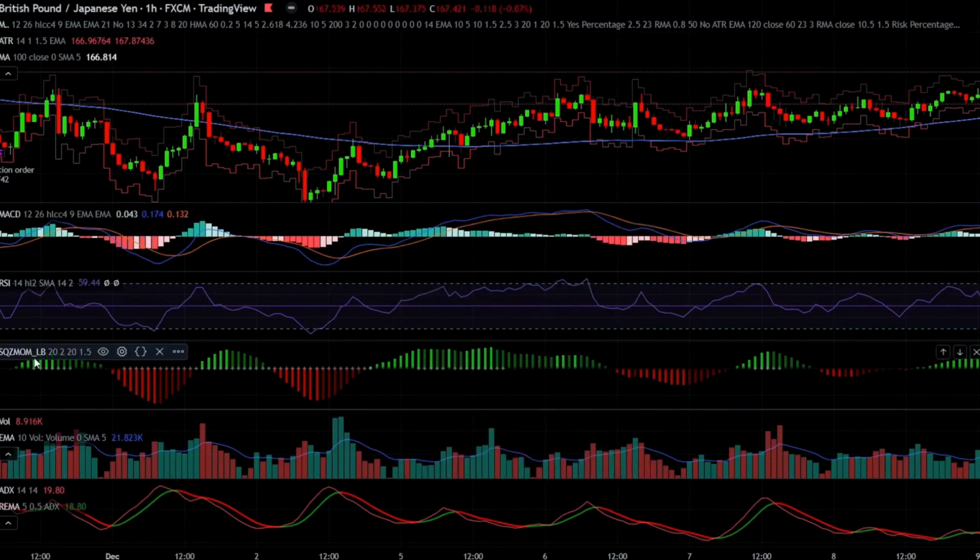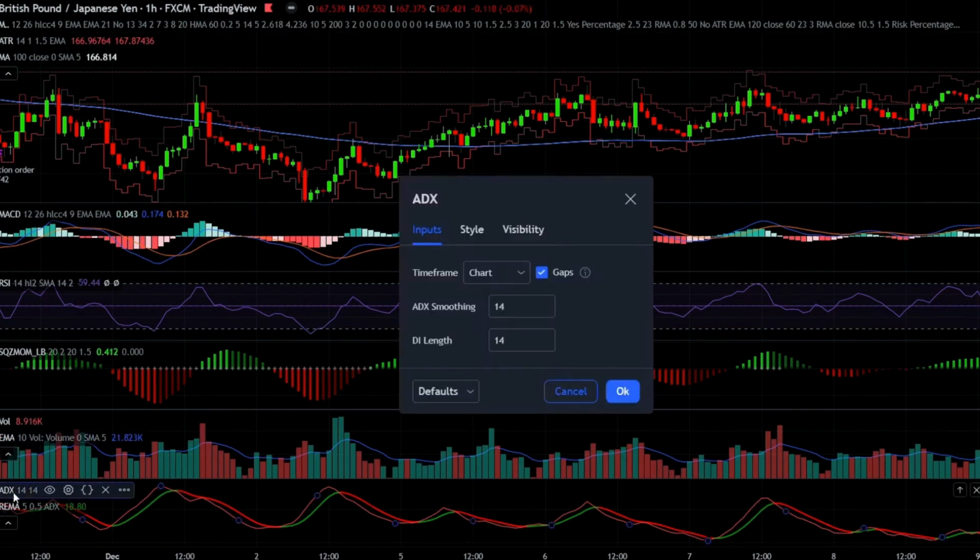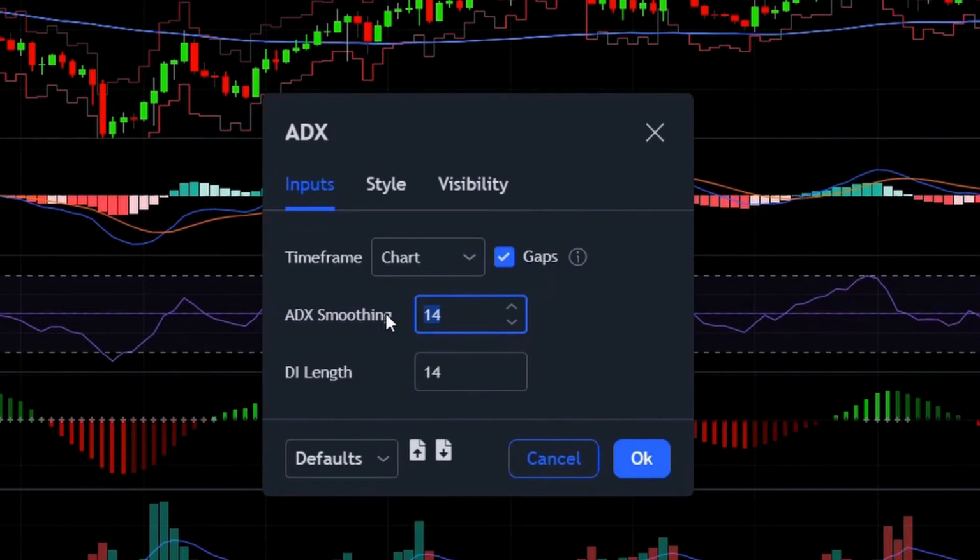Next up, with the squeeze momentum, we don't need to change any settings, so leave it as it is. On the EMA plus volume indicator, we already changed these settings, so we can move on. On the ADX, let's change some settings. So open up its settings, set the ADX smoothing to 5 and the DI length to 5.